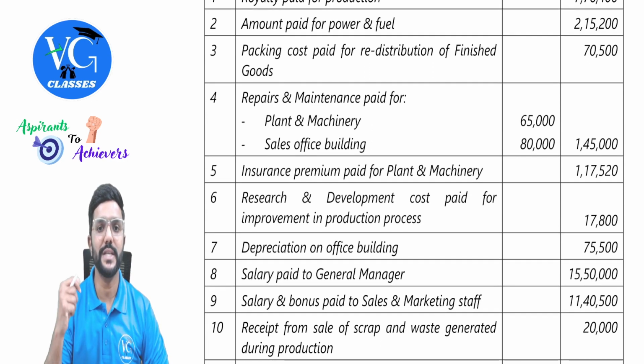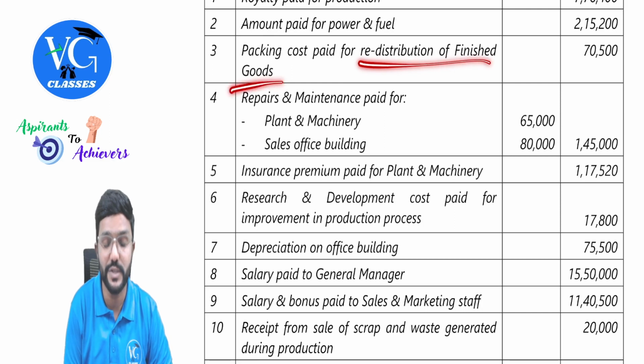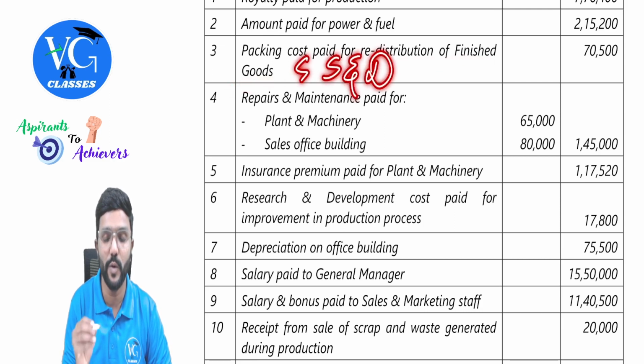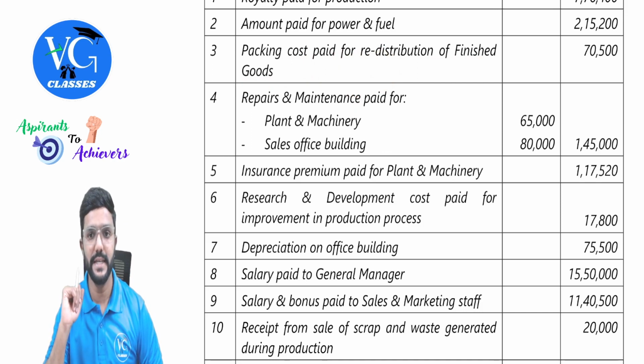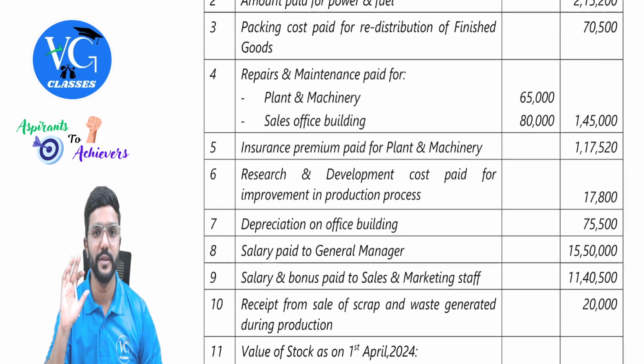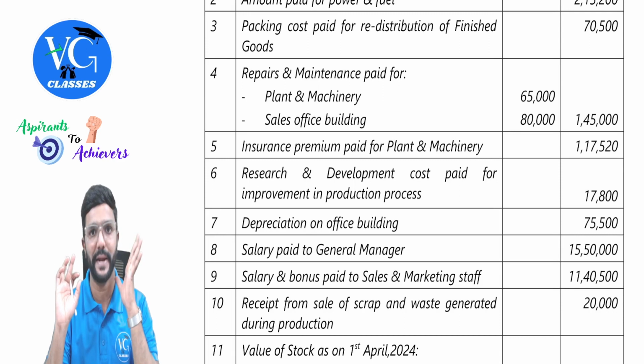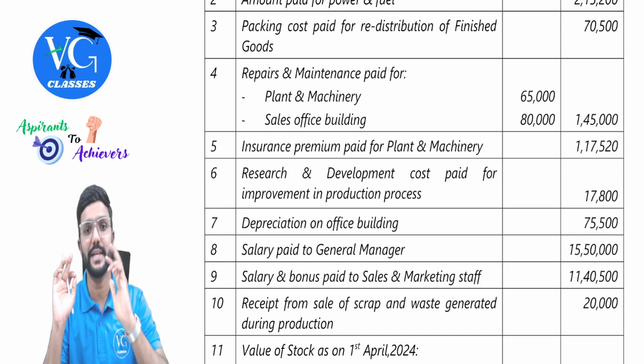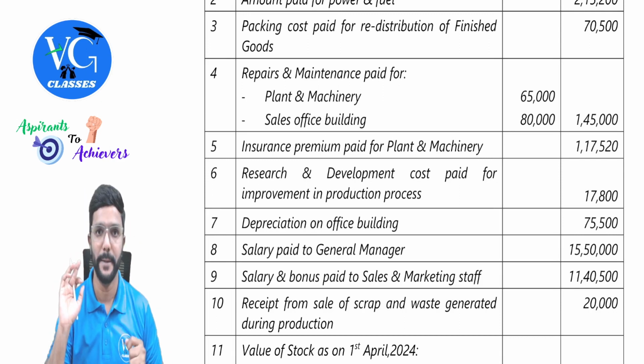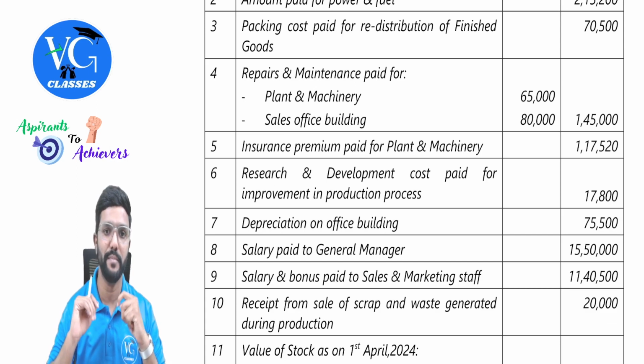Then packing cost paid for redistribution of finished goods. So redistribution of finished goods will come under selling and distribution overhead. Please be careful. This is not primary packing. This is secondary packing because this is for finished goods. At the time of dispatch, this has been done. So we call this secondary packing.